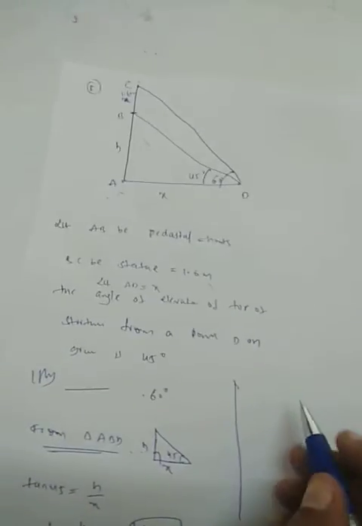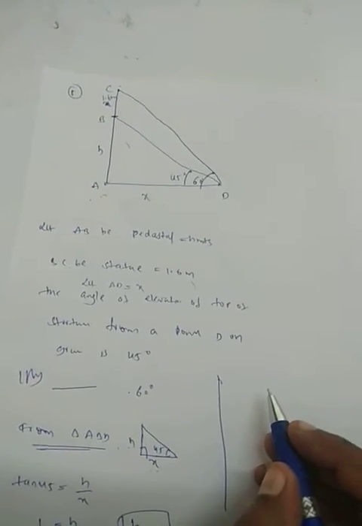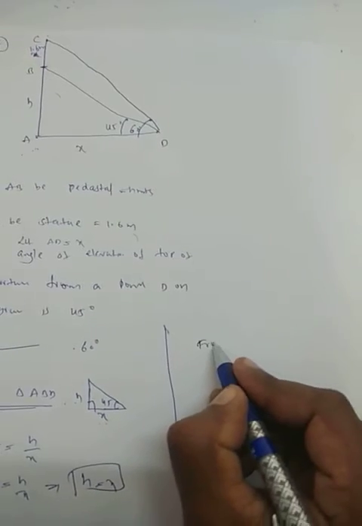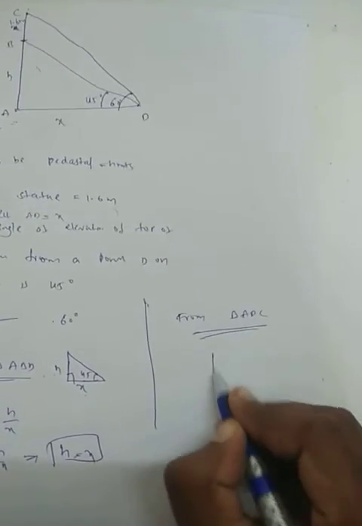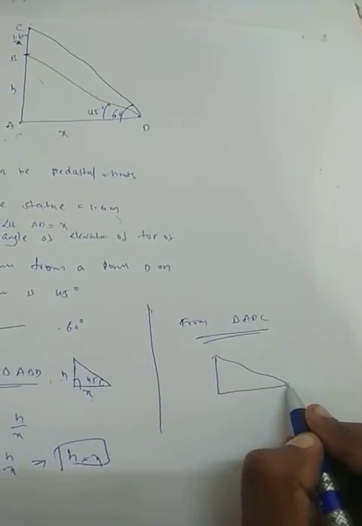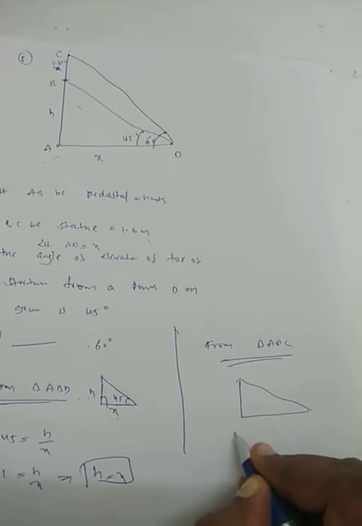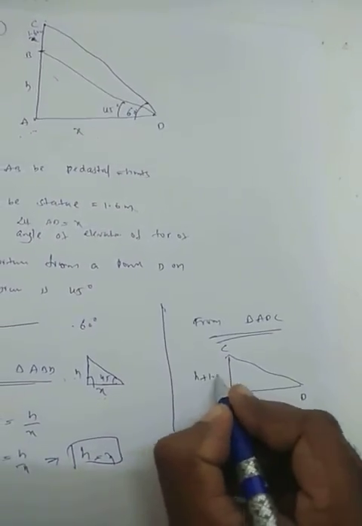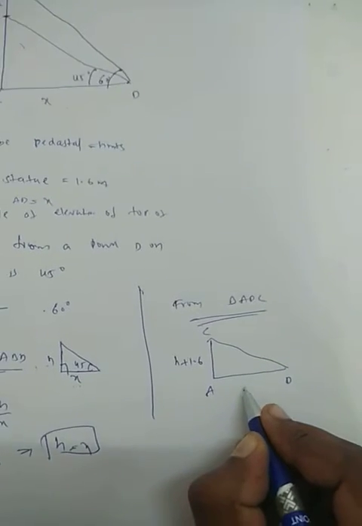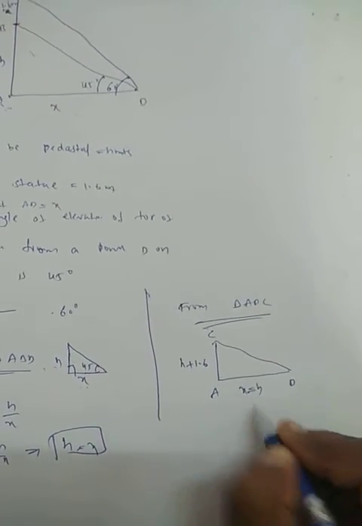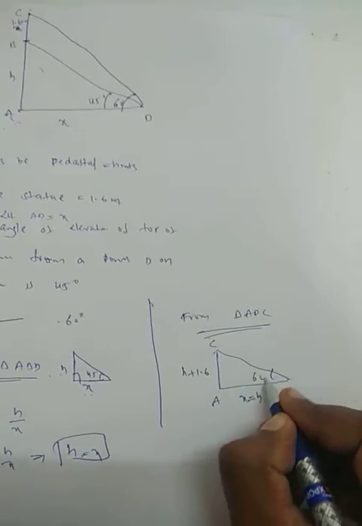Next let us consider triangle ADC. From triangle ADC, what can I get? This is a bigger figure. Actually, this total value is h plus 1.6. Why? Here to here is h and here to here is 1.6. The total will be h plus 1.6 and this side will be x. And x will be what here? I am writing it as h only. So the angle will be 60 degrees here.